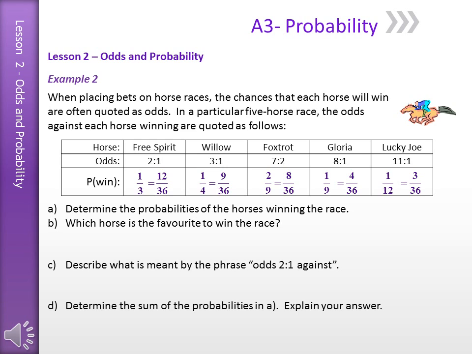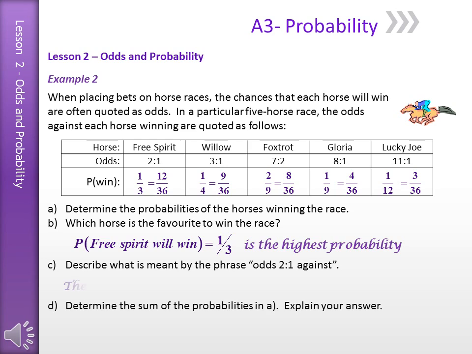Now, which horse is now the favorite to win the race? Well, we can see that Free Spirit at 12 over 36, or 1/3, has the highest probability. Describe what is meant by the phrase odds 2 to 1 against. Well, this would mean that the probability of not winning is 2/3.